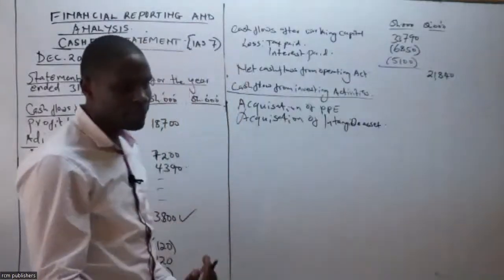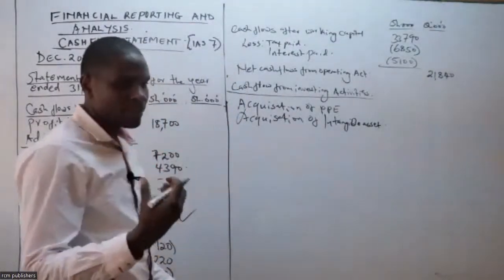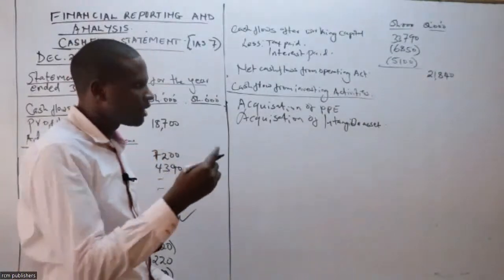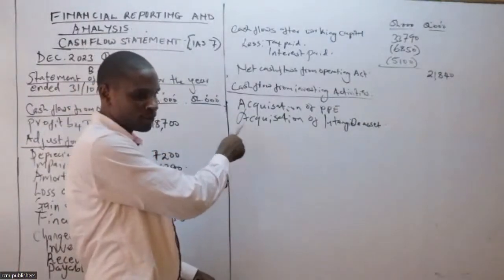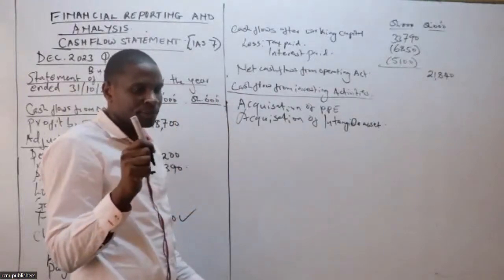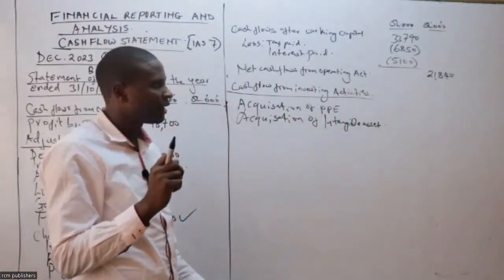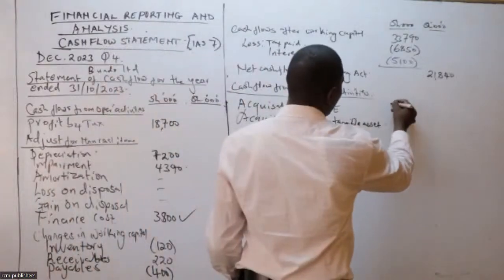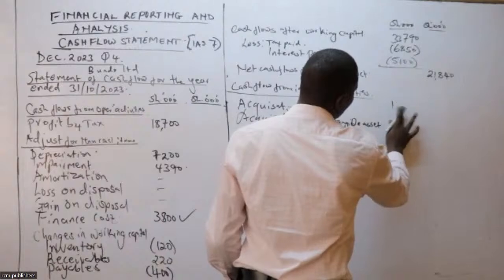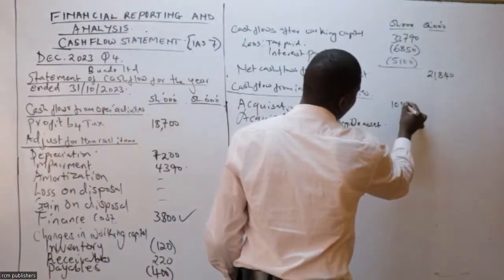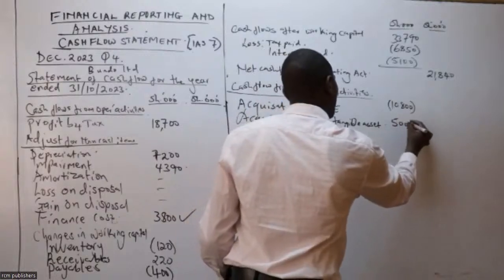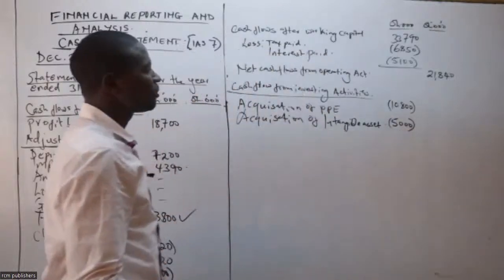We don't have many items. Okay, how much did they acquire? They acquired PPE worth how much? The balancing figure we got in the PPE account, if you can remember, what was it? Whoever is following can help us. 10,800, and that is an outflow. That is money that went out. If you acquire, remember we are looking at what happened to our cash. And then they acquired the patent of 5,000, and we are done.